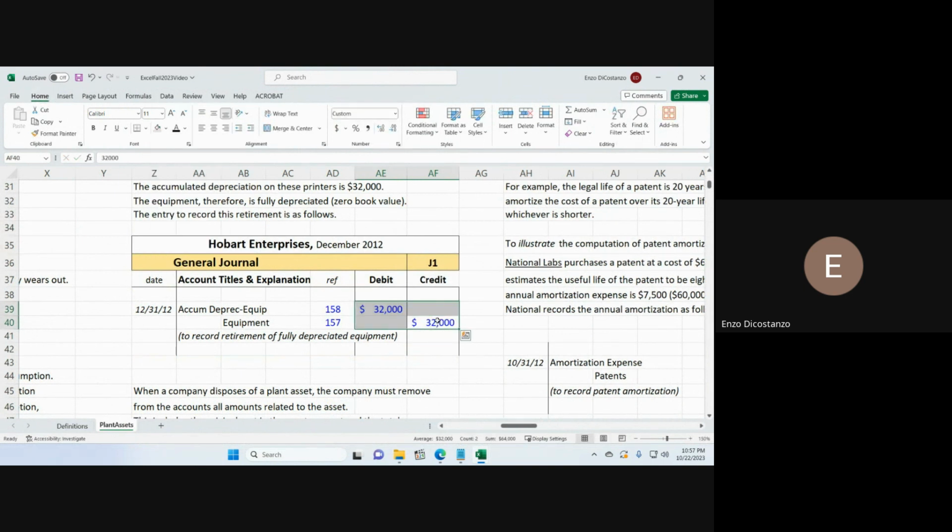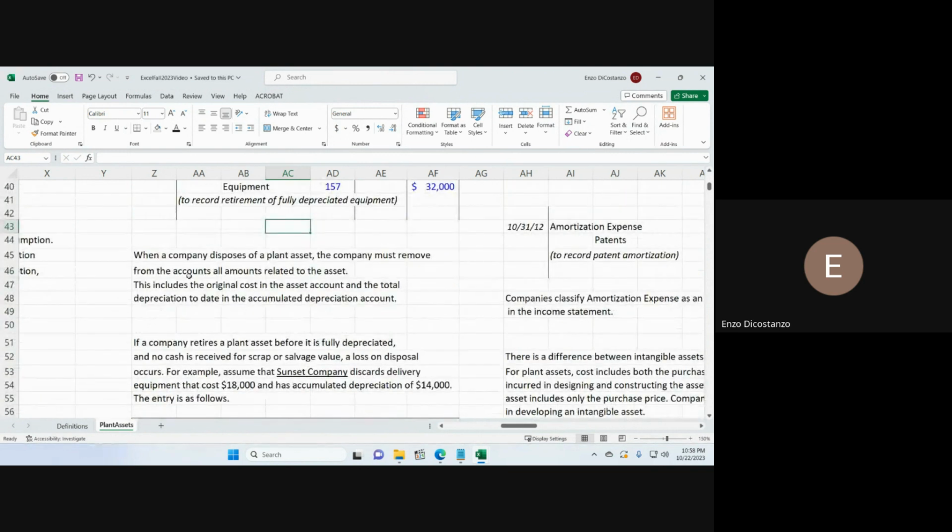So in other words, you write off the depreciation. You don't recognize the depreciation anymore, and you don't recognize the equipment anymore. This is retirement of equipment, a fully depreciated piece of equipment. You write off the equipment you don't possess anymore, and you also don't worry about the accumulated depreciation. So you write off both. If this is a company that owned that one piece of equipment, you've zeroed those accounts. You remove all the amounts related to the asset, the original cost.